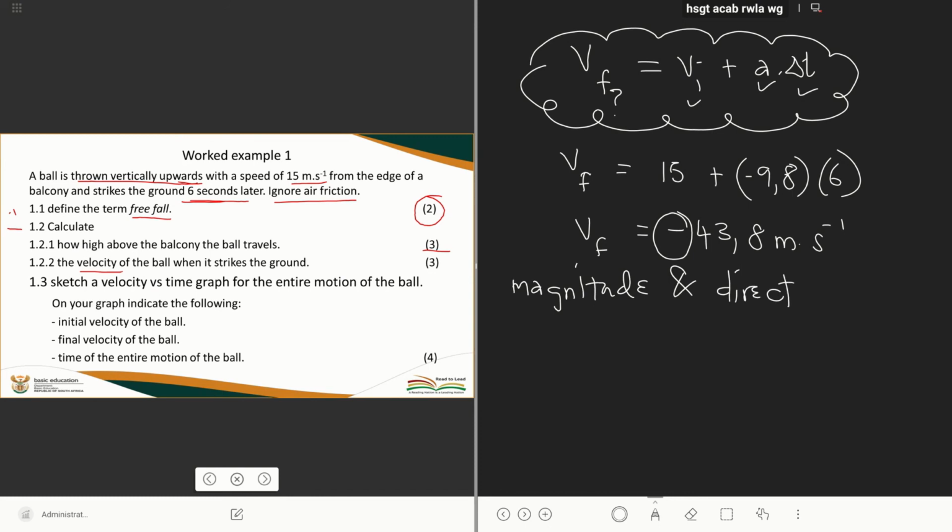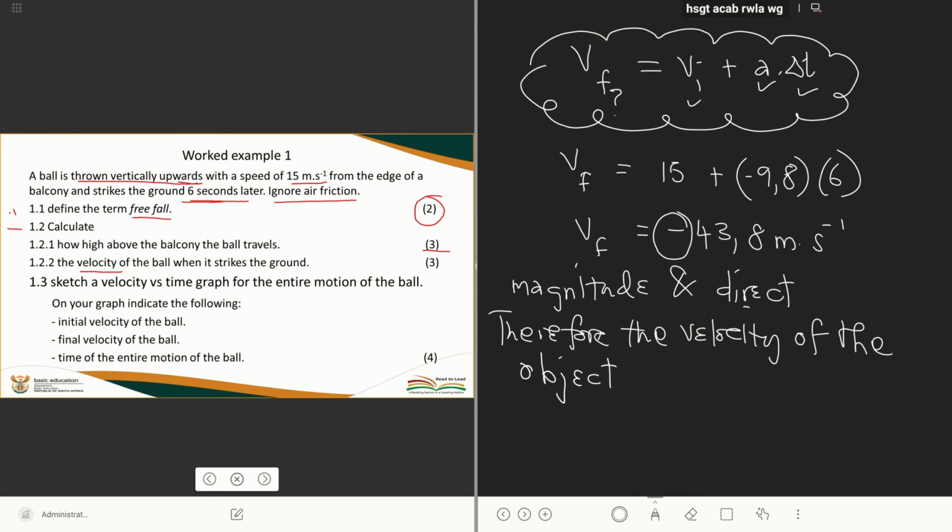So nobody asked us to calculate VF. Let's answer the question, because the question says calculate the velocity. We can say, therefore, the velocity of the object is 43,8 meters per second. In which direction? Downwards. Okay. Right. So that's the magnitude as well as the direction.